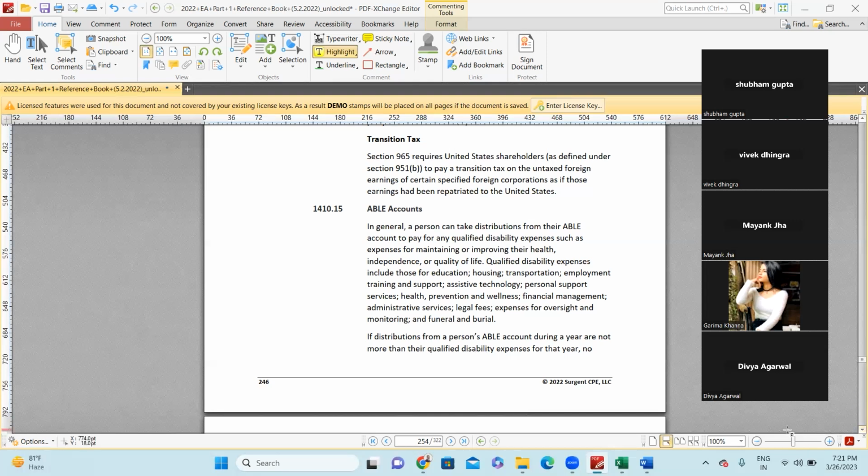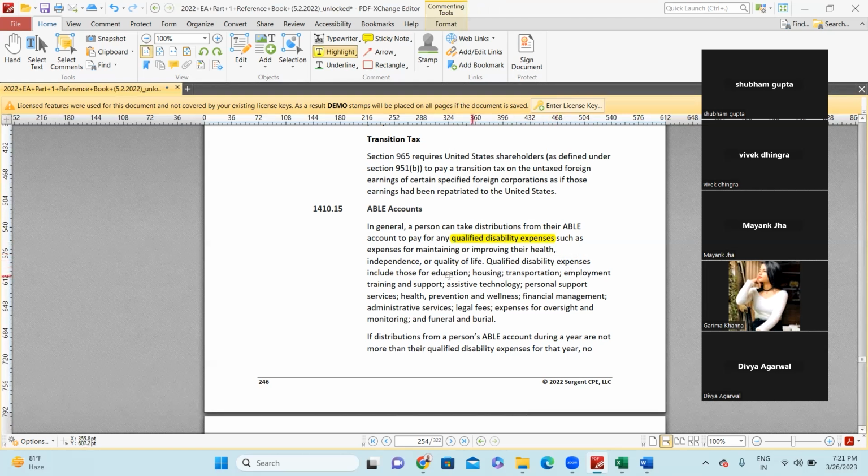So here, if you see in the journal, a person can take a distribution from their ABLE account to pay for any qualified disability expense, such as expenses for maintaining and improving their health, independence, and quality of life, right?